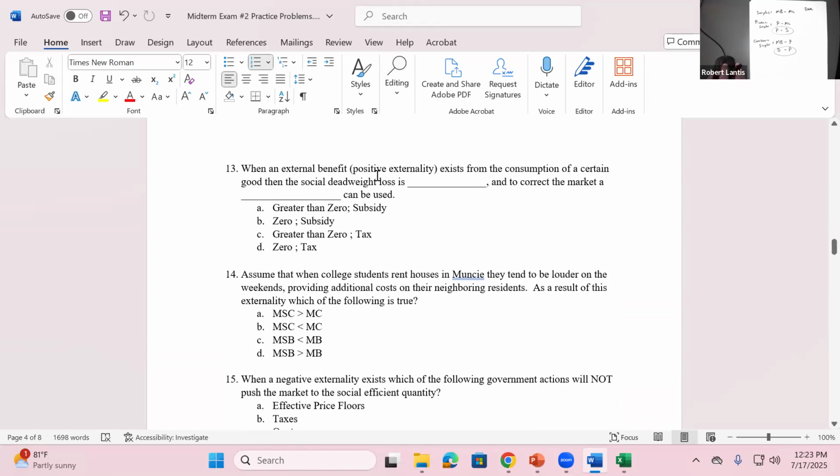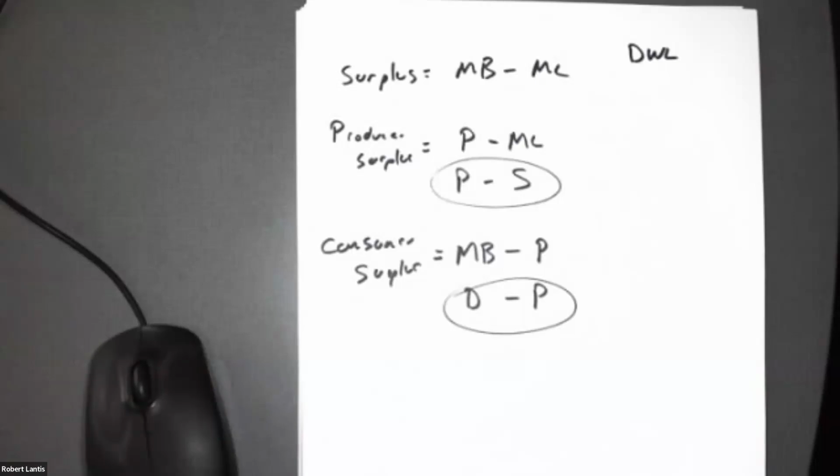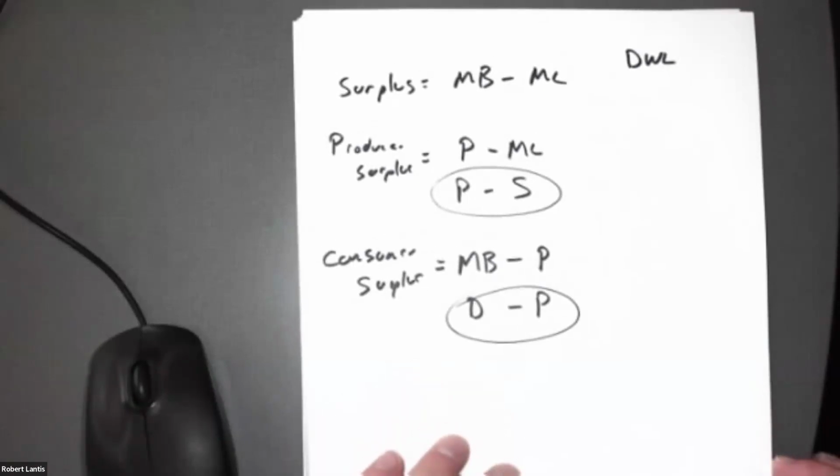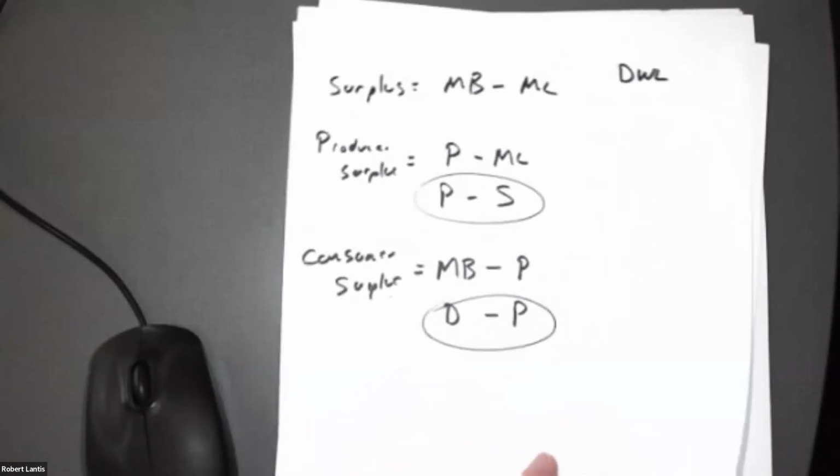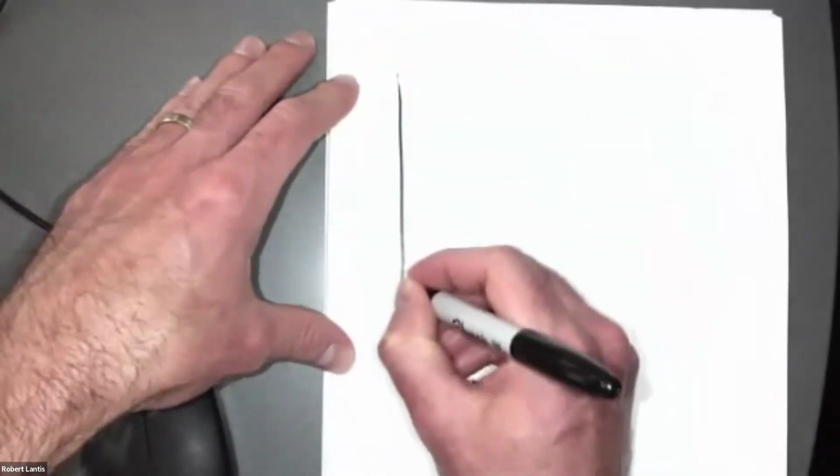Let's think about a positive externality and some additional types of questions I could ask you related to that. All right, so here I'm just asking you about what the social deadweight loss is and how we can correct for a positive externality. So if I have a positive externality, how are we going to model that?